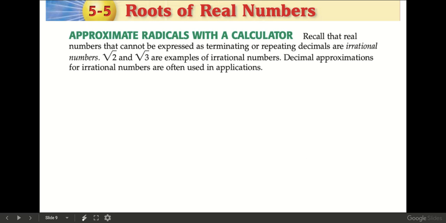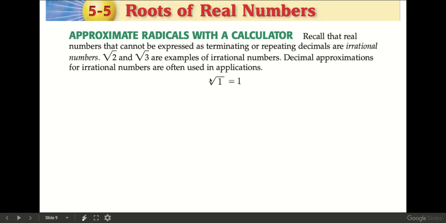So, approximating radicals with a calculator. Recall that real numbers that cannot be expressed as terminating or repeating decimals are irrational numbers. For example, radical 2, or the square root of 2, and the square root of 3 are examples of irrational numbers. Decimal approximations for irrational numbers are often used in applications.